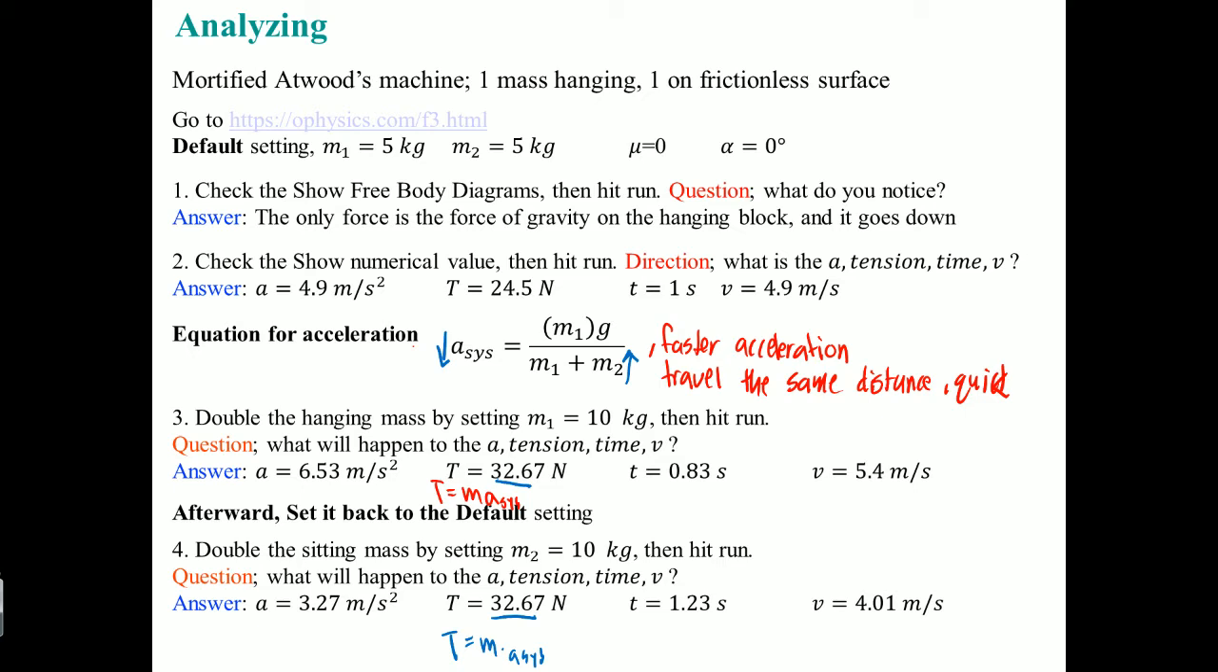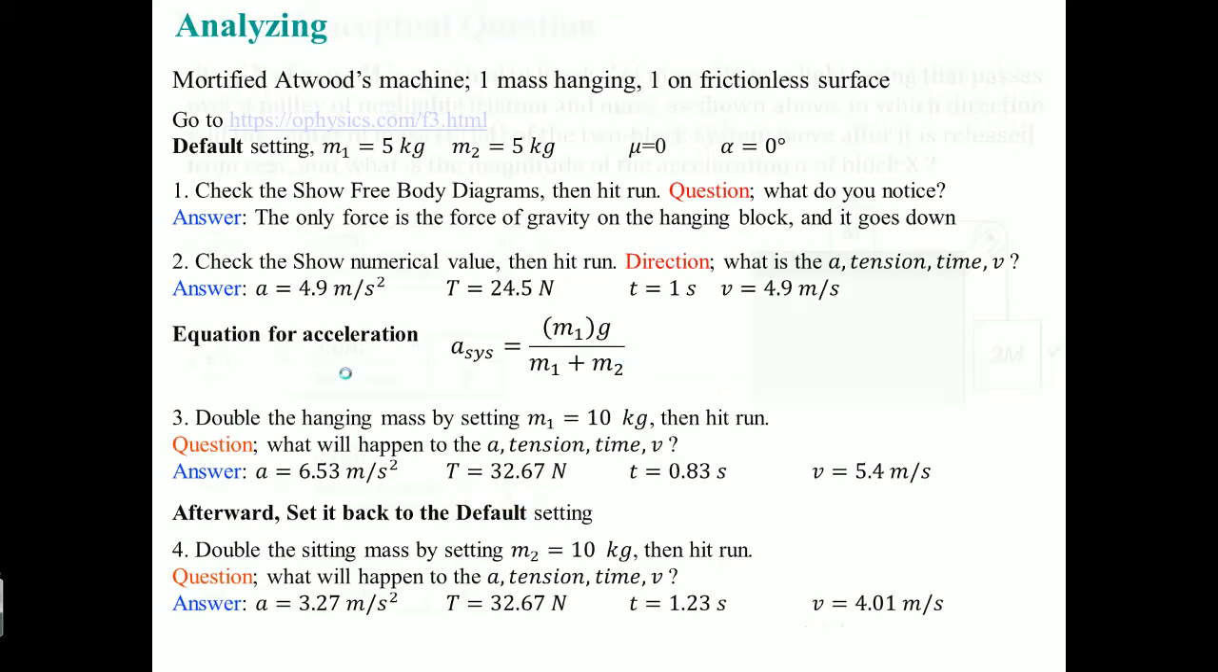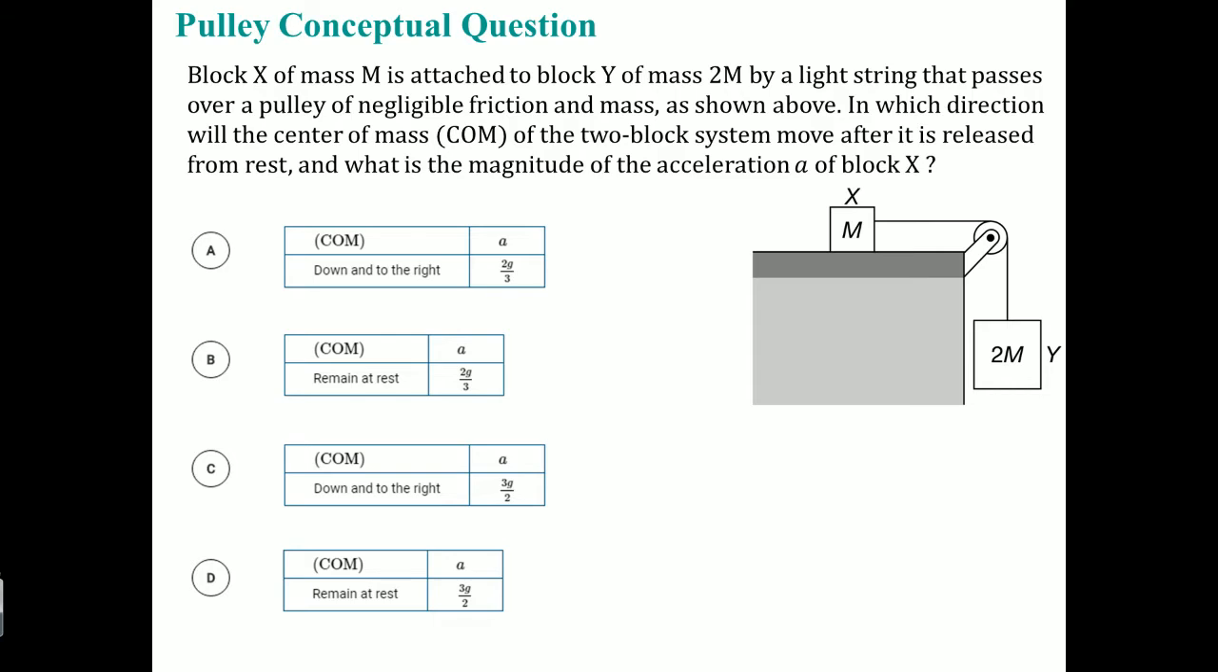Time, okay, the fact that the acceleration is slower, so the time is going to increase. So this is slower acceleration. Same distance. So therefore you're going to have more time. Okay. And the fact that you have more time, your velocity is going to be slower. All right. Good. Let's look at this concept question.